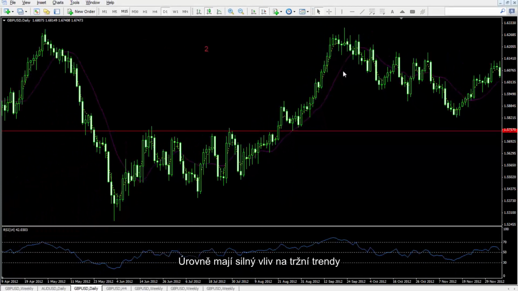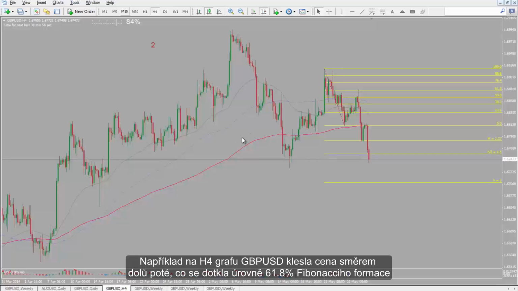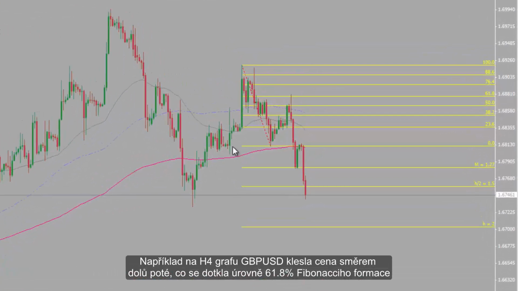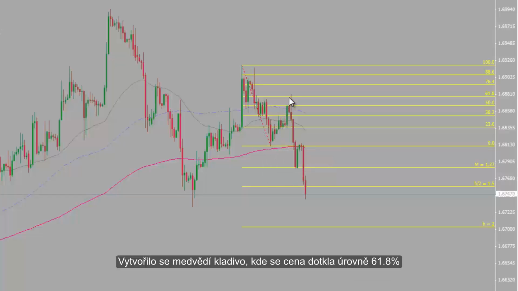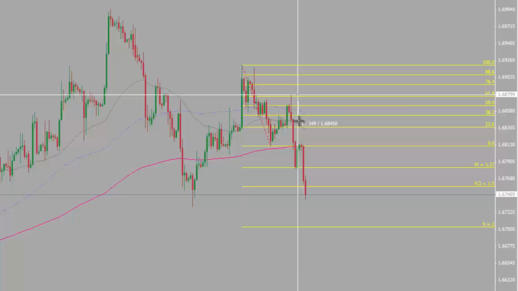Levels have considerable influence on market trends. For example, on the H4 British pound against US dollar chart, price has declined towards the bottom after it touched the level 61.8% of a Fibonacci pattern. A bearish hammer has formed where price touched the level 61.8%. Thus, a trader could place a sell order.